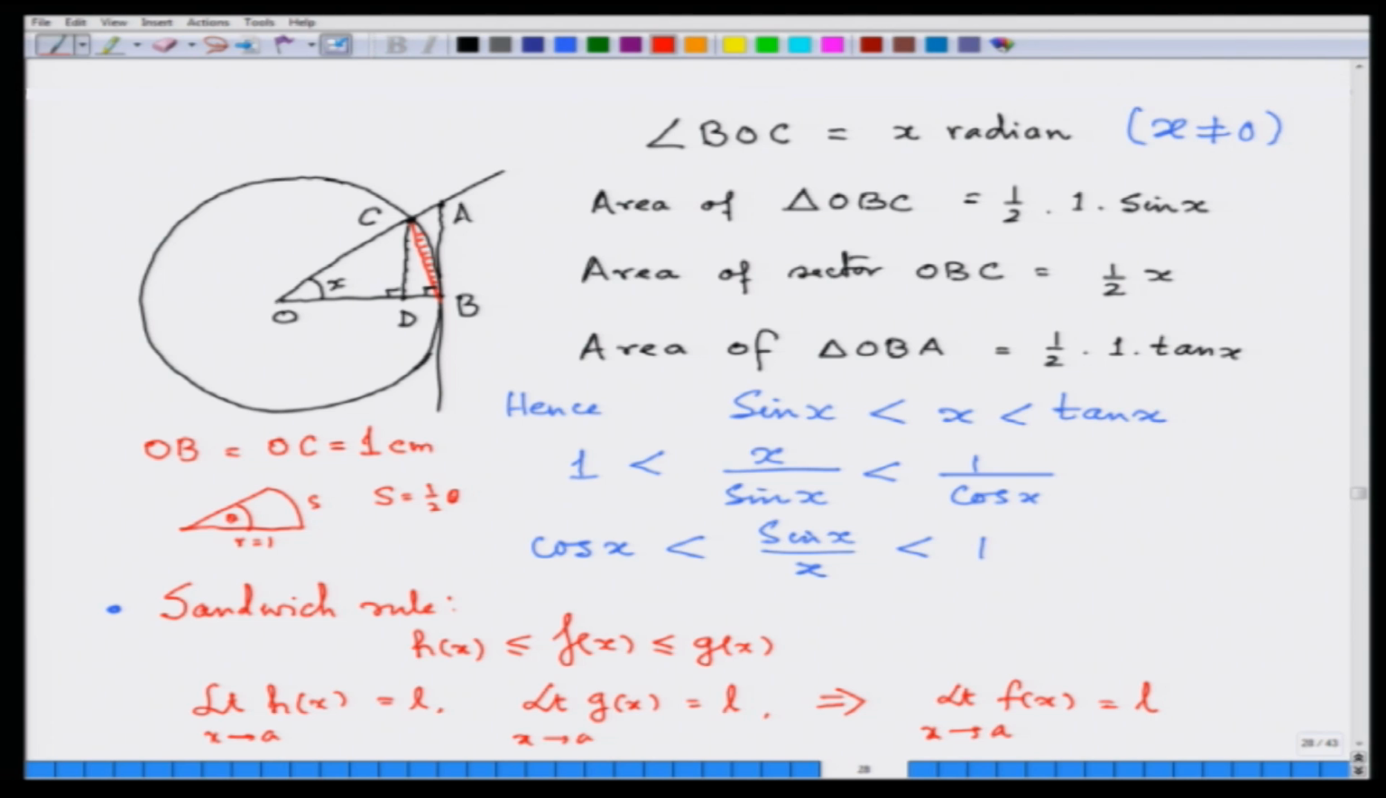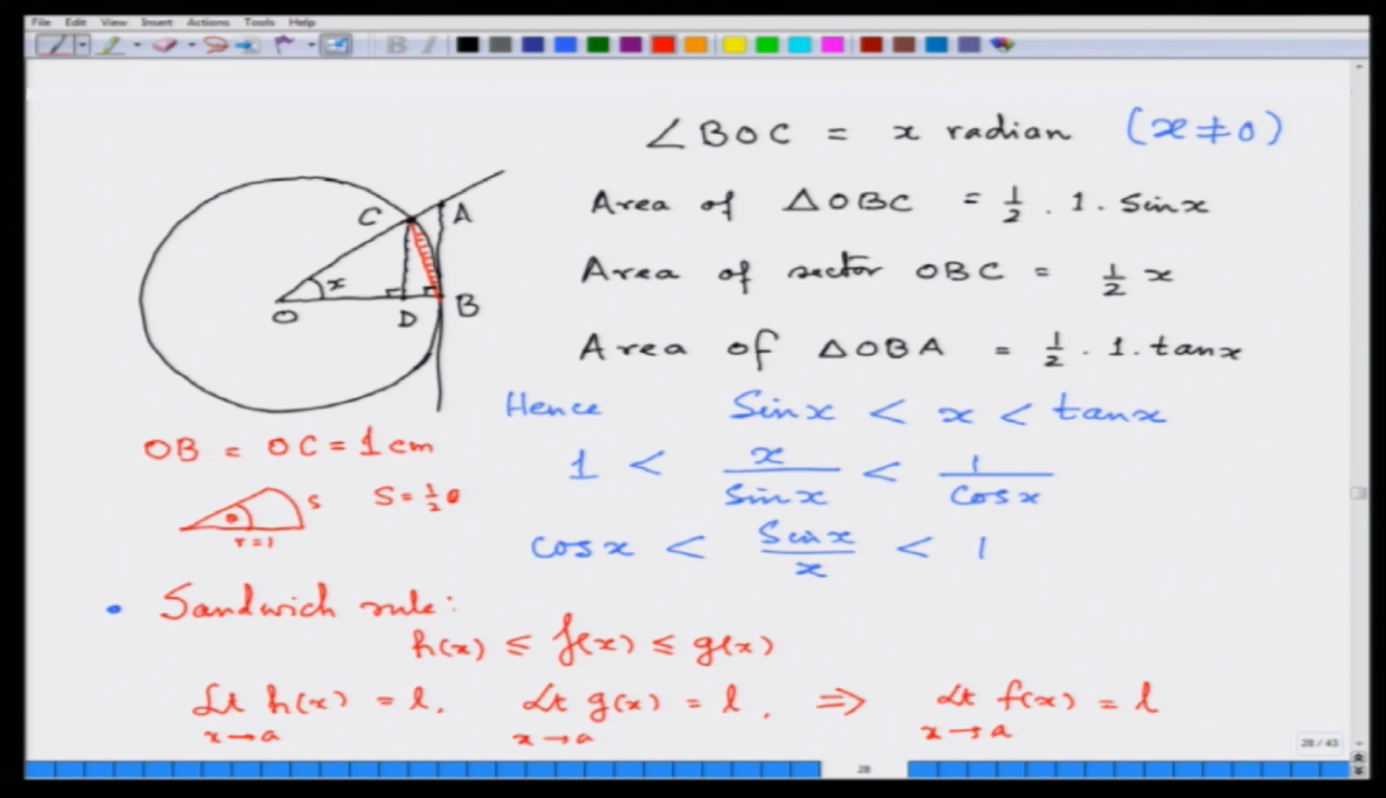So, what does it mean? The area of triangle OBC is strictly less than the area of the circular sector OBC, which is again strictly less than the area of triangle OBA. So, half of sin x is strictly less than half of x, which is strictly less than half of tan x. So, sin x is strictly less than x, which is strictly less than tan x. If x is not equal to 0 and x is very near 0, then sin x is not 0, and we divide by sin x. Of course, this division assumes that x is very small and sin x is not 0 in that case.